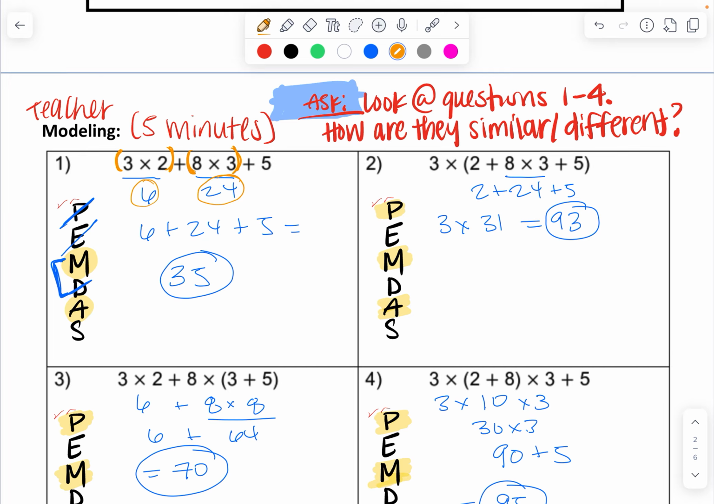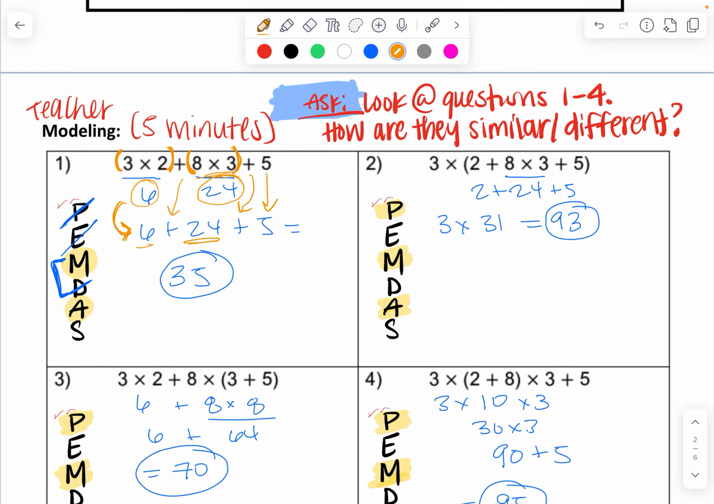We then want to rewrite the entire equation with the new values that we have just solved. So instead of writing 3 times 2, we're going to use the 6 that we just found. Bring that addition down. And instead of writing 8 times 3, we know that that's 24. So we're going to bring that 24 down. Bring your other addition down. And then that 5 that we did nothing with yet down.